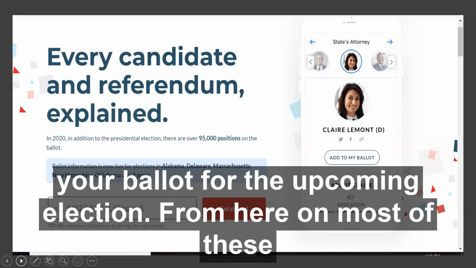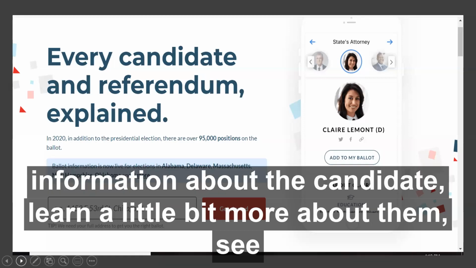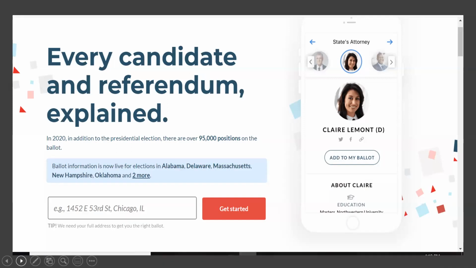From here, on most of these platforms that I mentioned, you'll be able to actually click on the information about the candidate, learn a little bit more about them, see what their platform has to say.